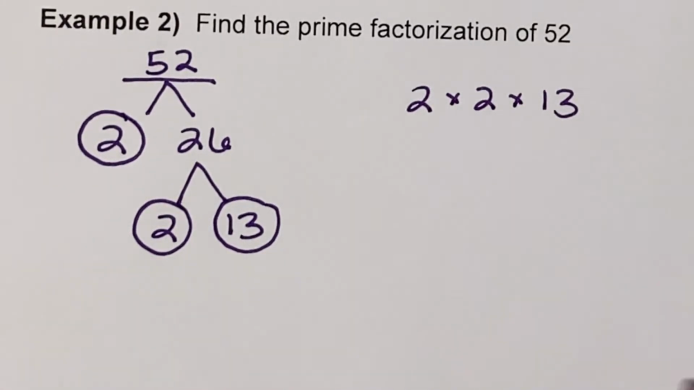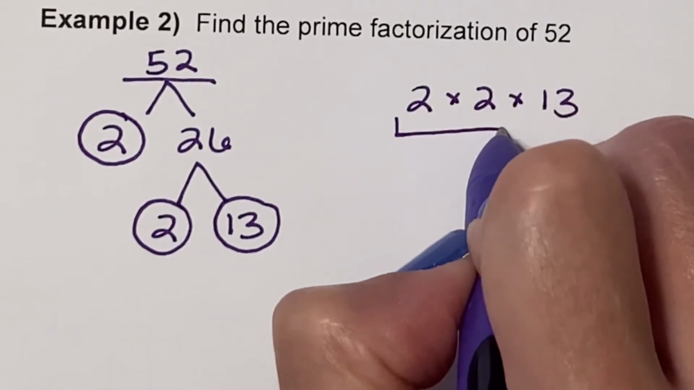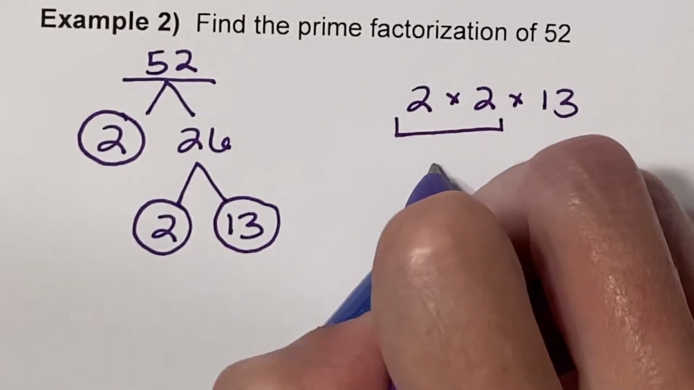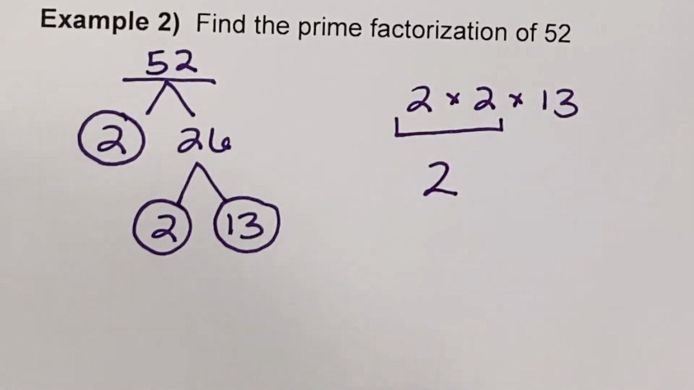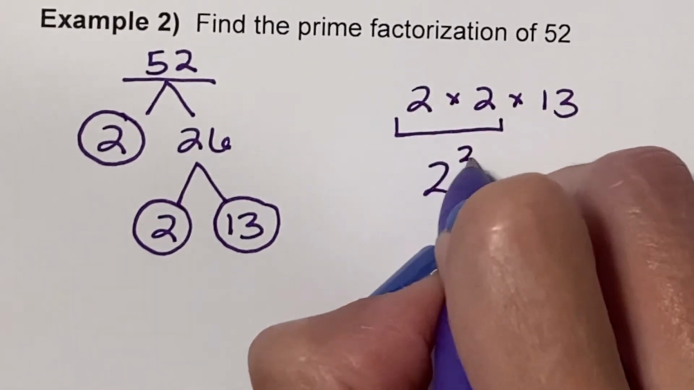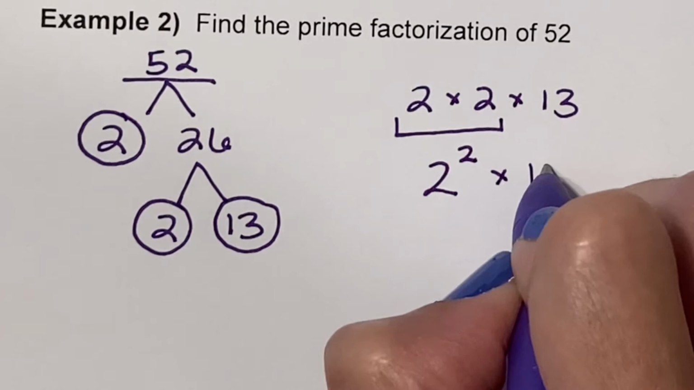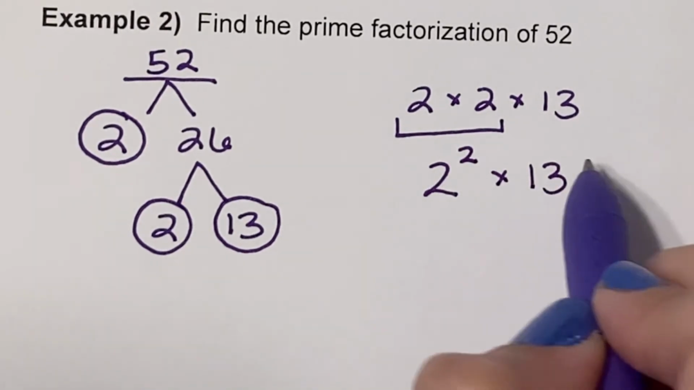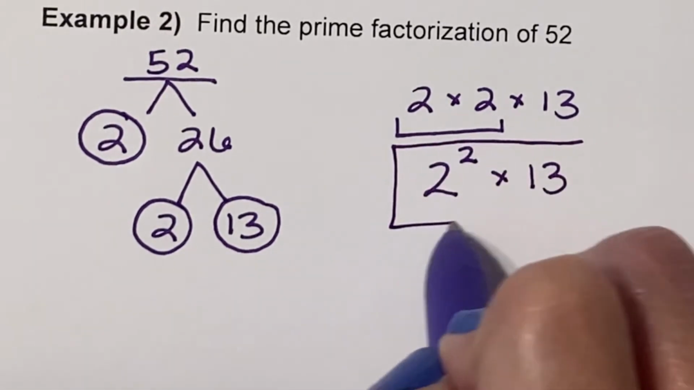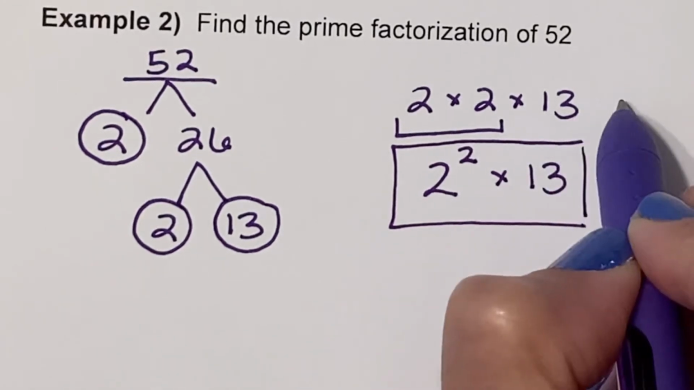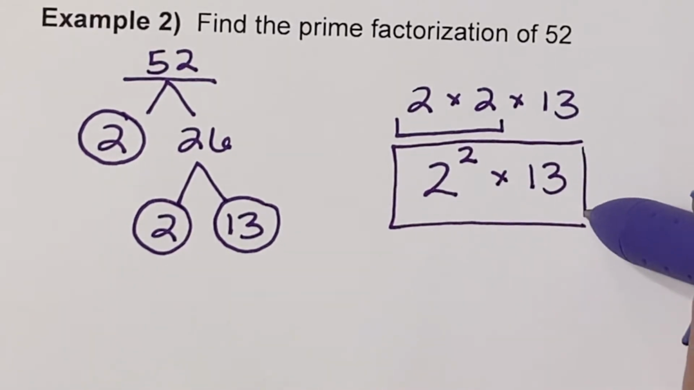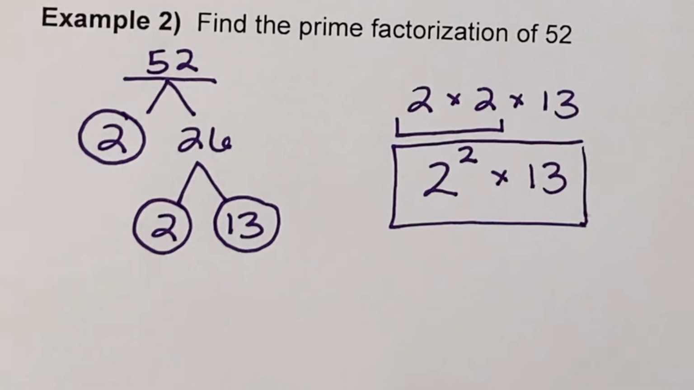I'm going to do that extra step, and I'm going to write my repeated 2's as exponents. So here's my number that's repeated. How many of them do I have? I have 2 of them. And then I'm not going to forget about that 13. So this would be my final complete answer. This answer right here is correct, but this answer is more complete.